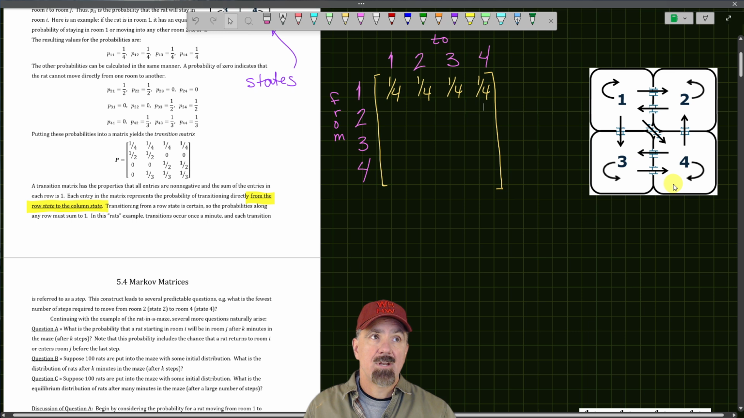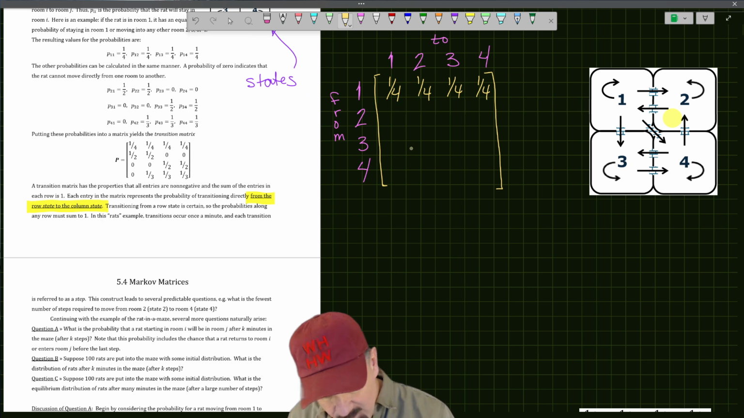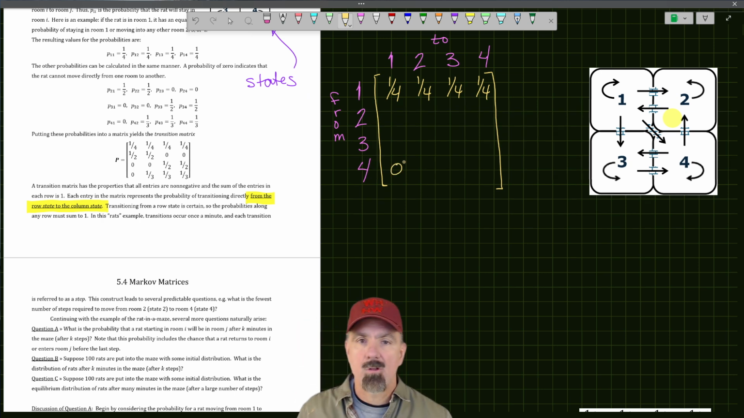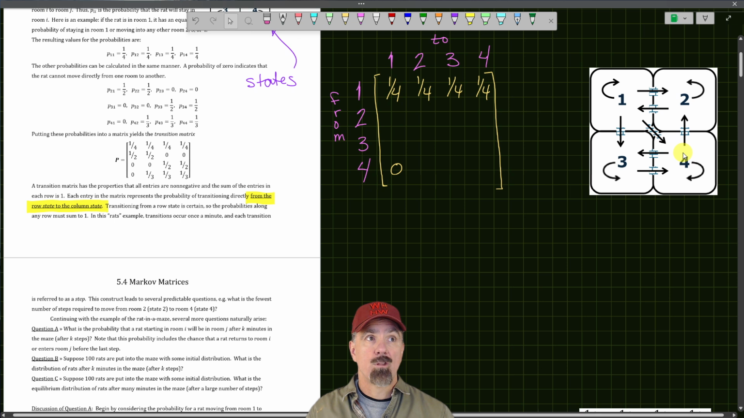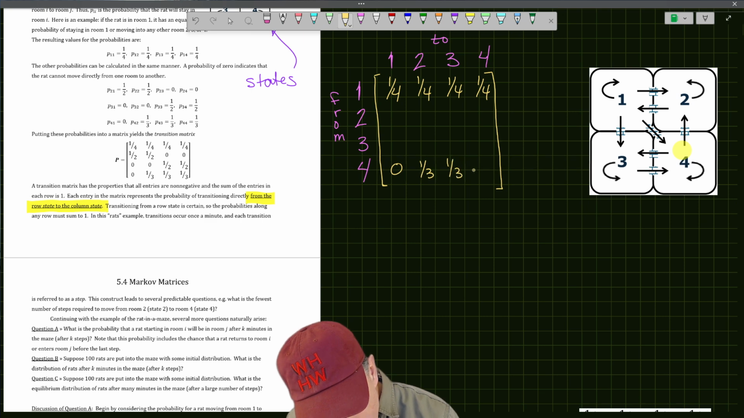Let's do one more example down here. Look at room 4. The possibilities for room 4: we could stay in room 4. That's one possibility. We could go to room 3. We could go to room 2. We can't go to room 1. There's no arrow that leads us back from room 4 into room 1. So there are only 3 possibilities, so our divisor is 3. Going from 4 to 1, that's probability 0. There's no way we can make that happen. The other probabilities, 4 to 2, 4 to 3, 4 to 4, are all equally likely, which means these are all probability 1/3.